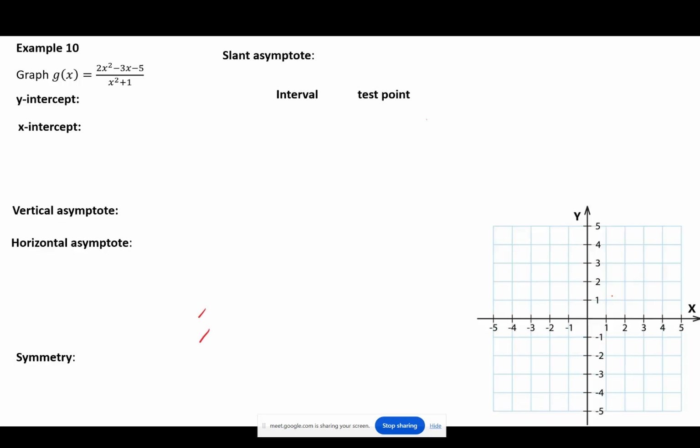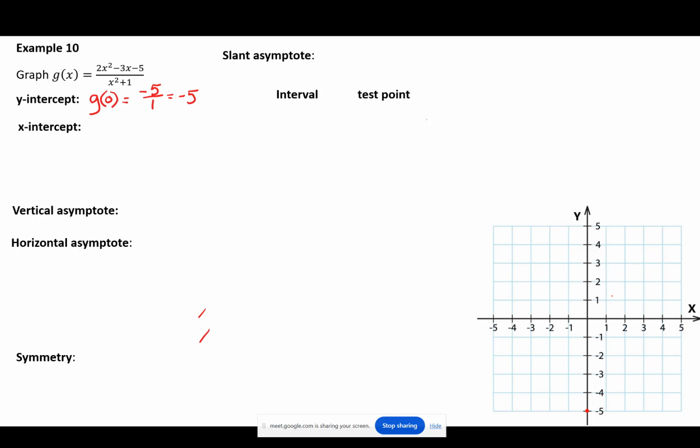All right, so let's graph g of x equals (2x squared minus 3x minus 5) over (x squared plus 1). So start at the beginning, find the intercepts. The y-intercept is going to be when you put 0 in for x, and you're going to get -5. So the y-intercept is at (0, -5). So we put that on the graph.